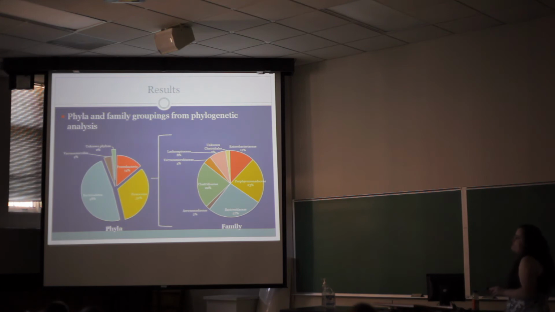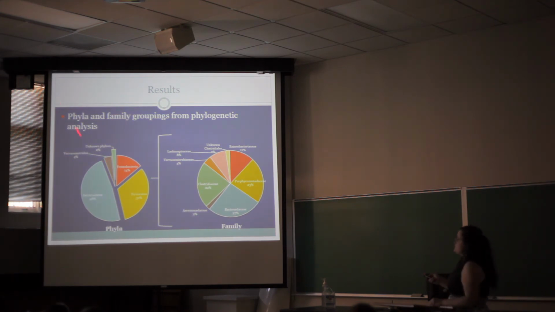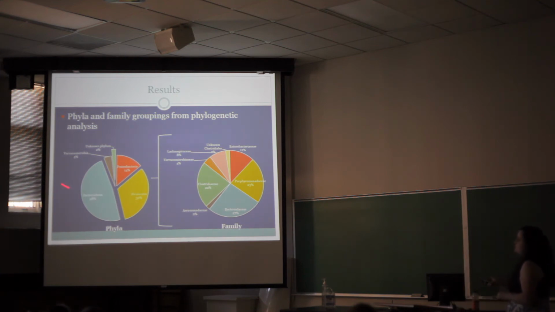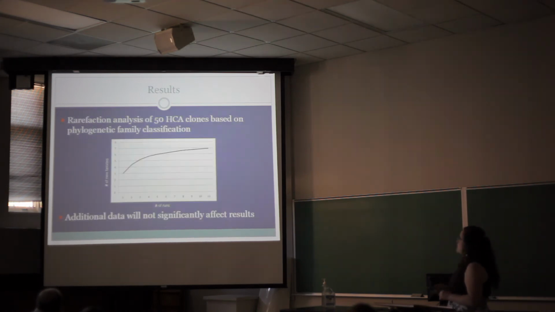So the results from my phylogenetic analysis: I was able to group all but 2% of my sequences into a phylum, and that 2% was that one single sequence. And then I felt confident in my groupings down to family.